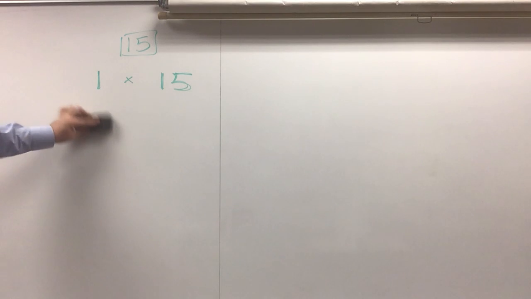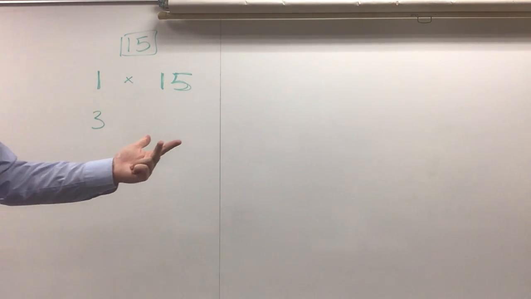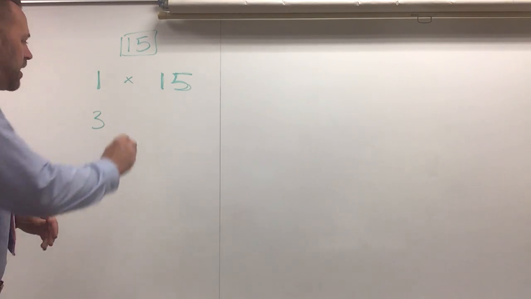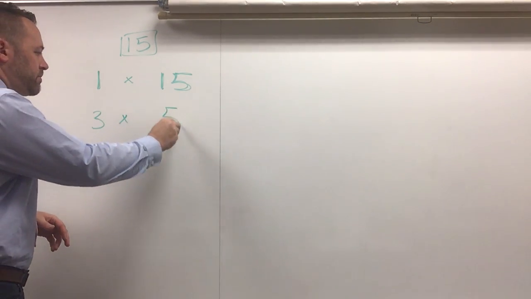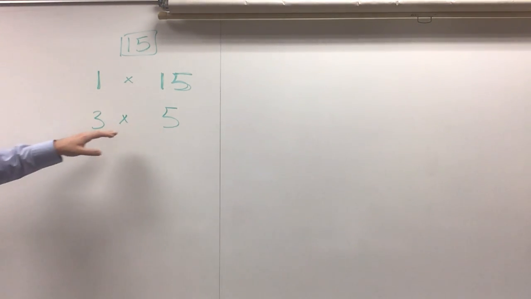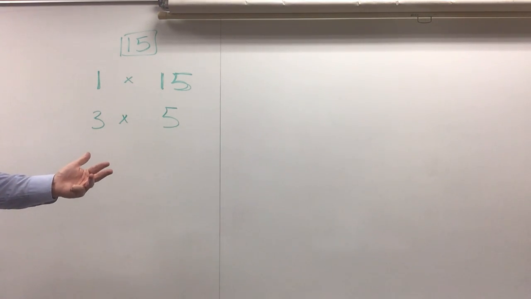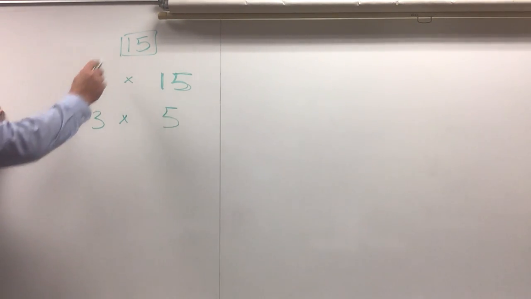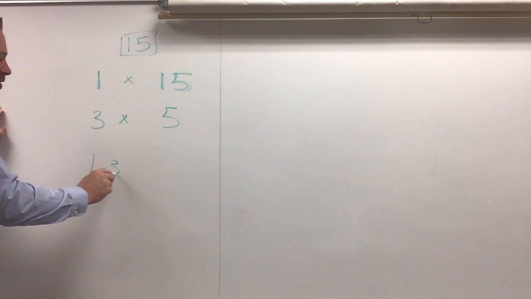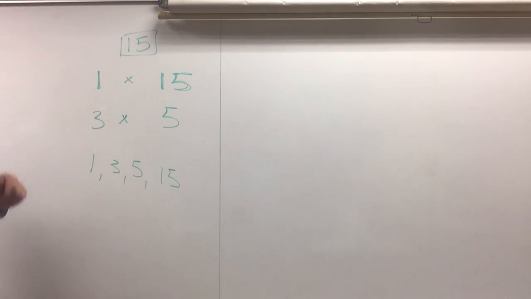What about 3? Did you try 3? 3, 6, 9, 12, 15. Oh, yeah. I think there's only one thing I have to check left. I think it's 4, because look, there's nothing between 3 and 5 except 4. 4, 8, 12, 16. Is it going to work? No. The only factors of 15 are 1, 3, 5, and 15. Okay?